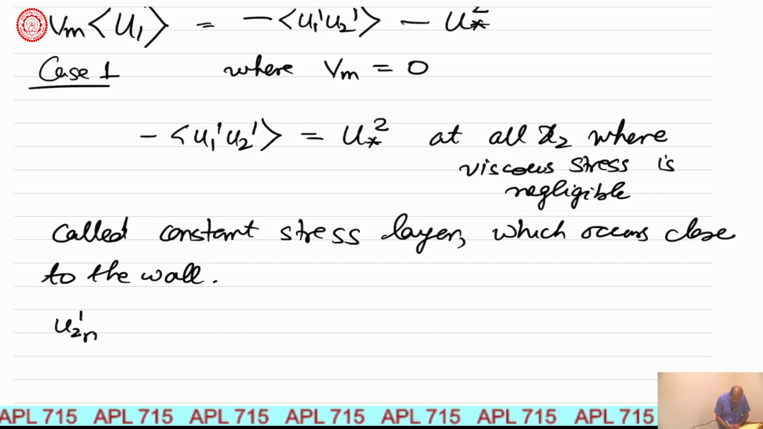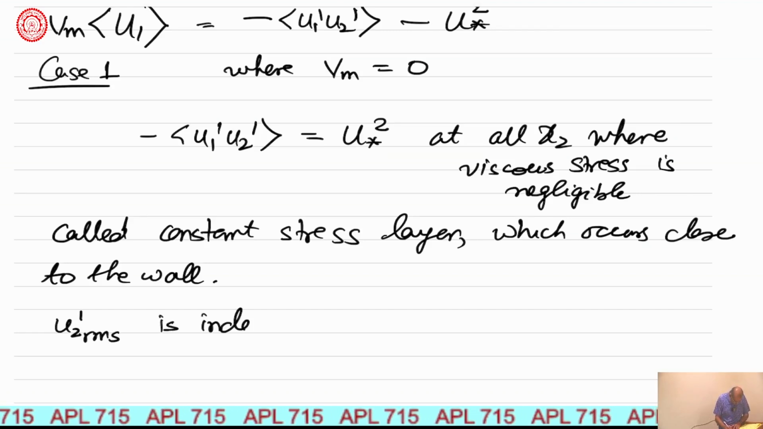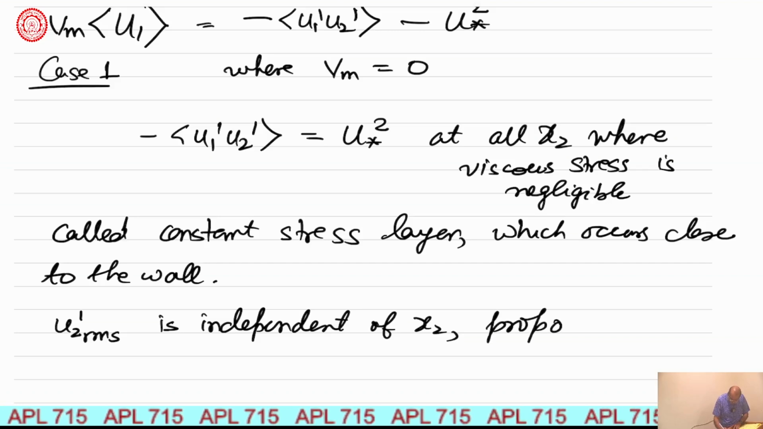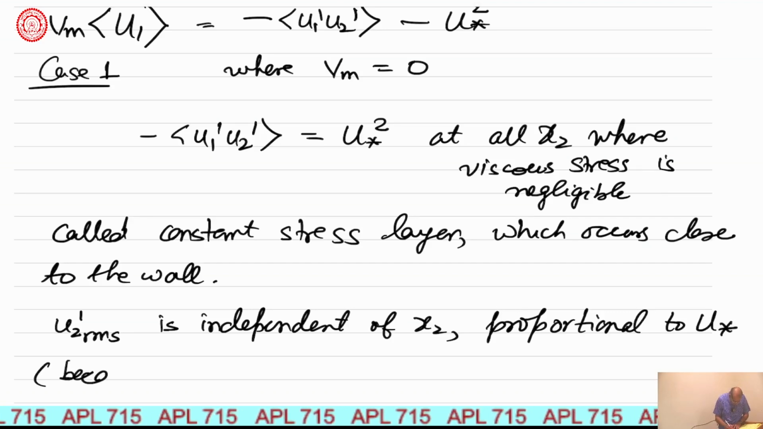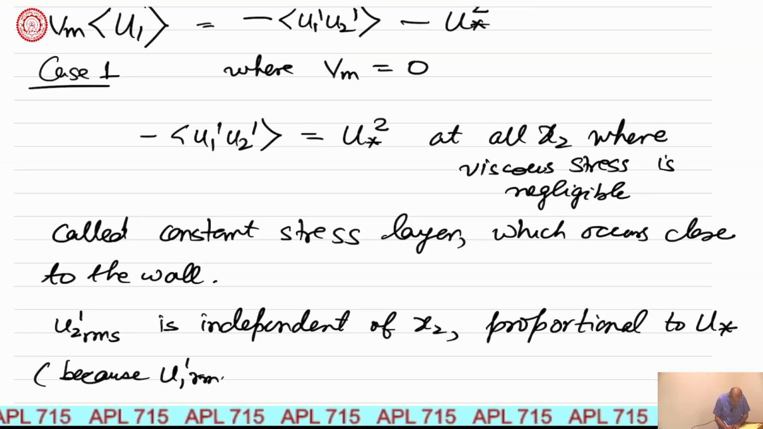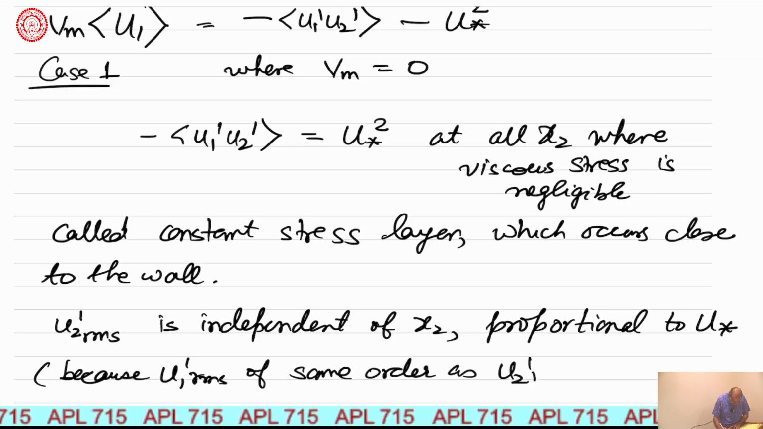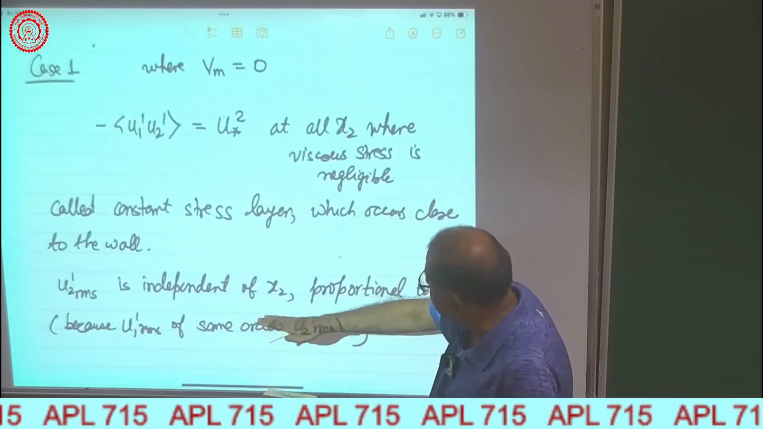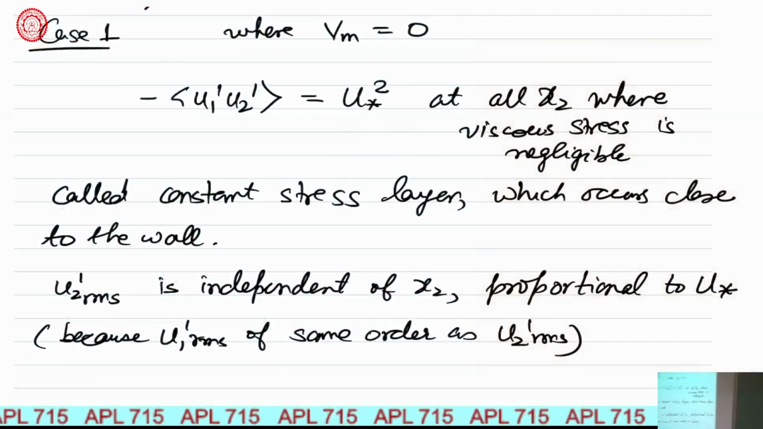So what it tells us is that u2 prime RMS is independent of x2 and proportional to u star, and the one argument we have used here is u1 prime RMS. Because these two are well correlated, u1 prime RMS and u2 prime RMS are of the same order. So we can write it as either u1 prime RMS or u2 prime RMS. And so that will be proportional to u star and independent of x2 in this layer.